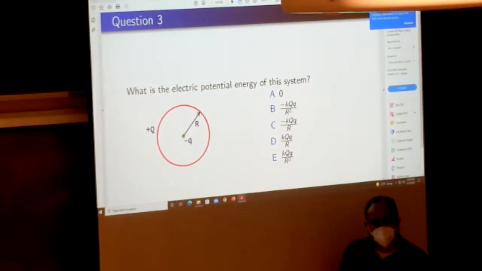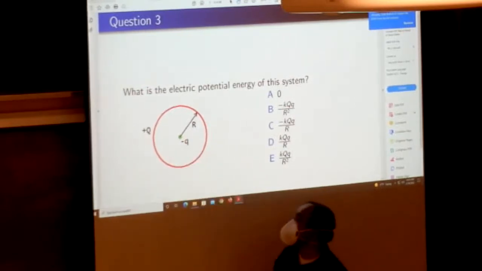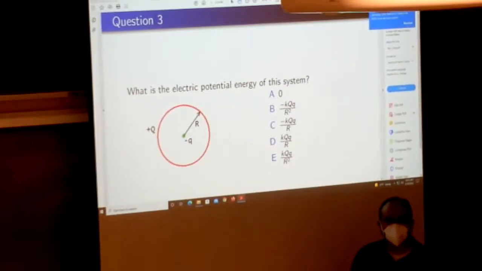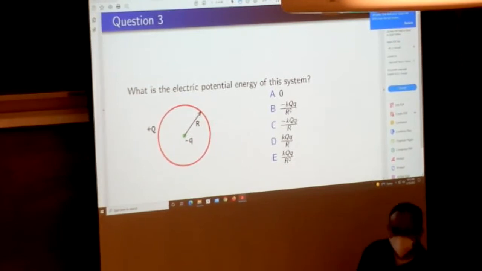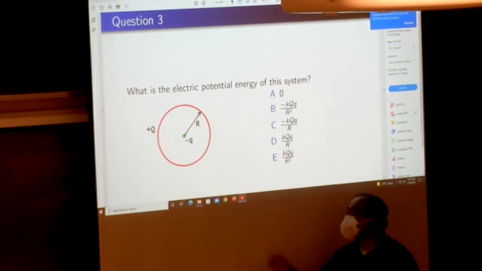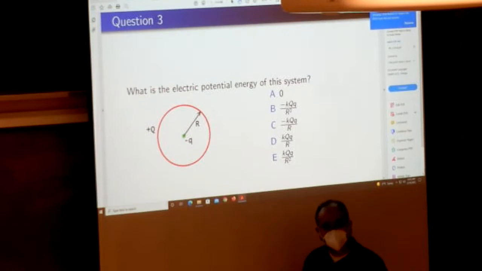Question, yes. If the negative charge moves, then can we use that equation, and is the energy the same? Oh, you mean like if it moves off center? Yeah. You can't use that equation and the energy will not be the same. So when we discuss the potential energy, does that mean the potential energy is consistent? Yes. That is the potential energy of the two charges in this configuration.